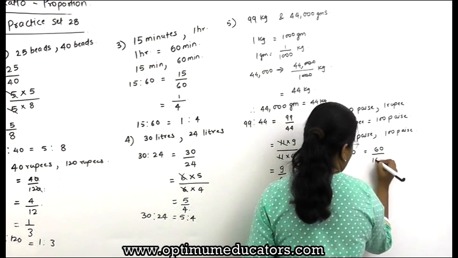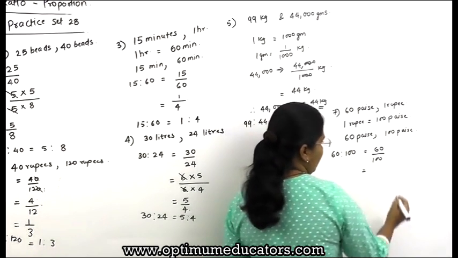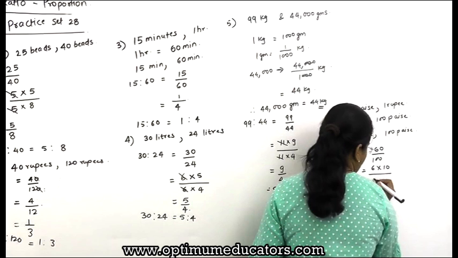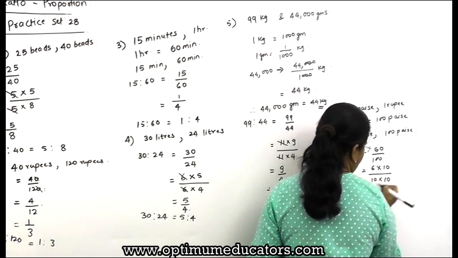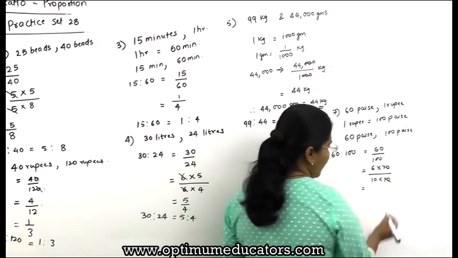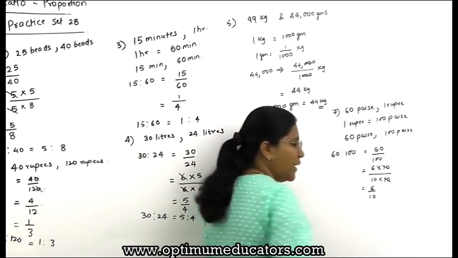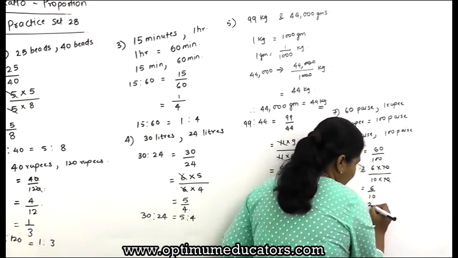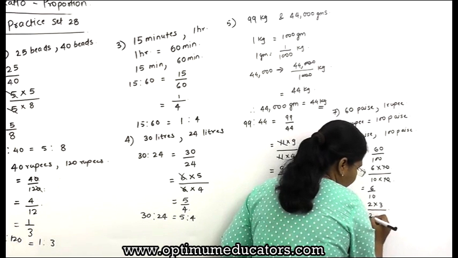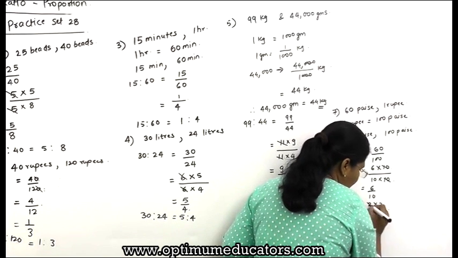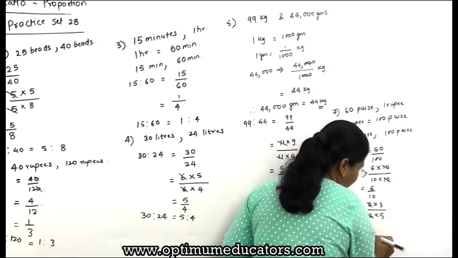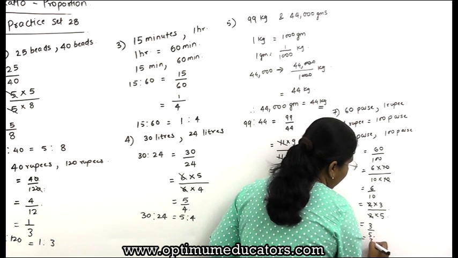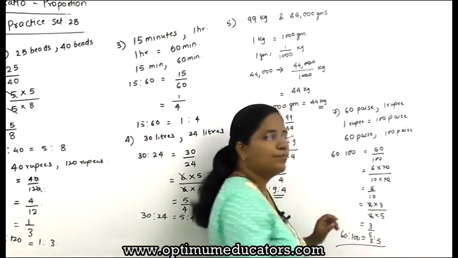60 upon 100. Now you can do it either way. 60 is 6 into 10 and 100 is 10 into 10. So 10 and 10 will go off. What remains is 6 upon 10. Can this be simplified further? Yes, 6 is 2 into 3 and 10 is 2 into 5. So 2 goes off, it is 3 upon 5. So 60:100 is the same as 3:5. Right?